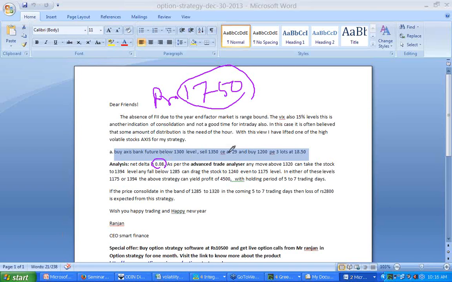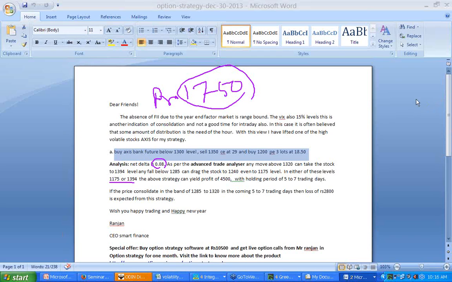I had given a net delta positive. It could have given a good gain if a consolidation had happened, but there was a stiff correction, that's why we got this. I said the expected range would be 1175 to 1394 and the strategy could yield near about 4500. In fact, even with this stiff correction you are getting a profit of 1750.